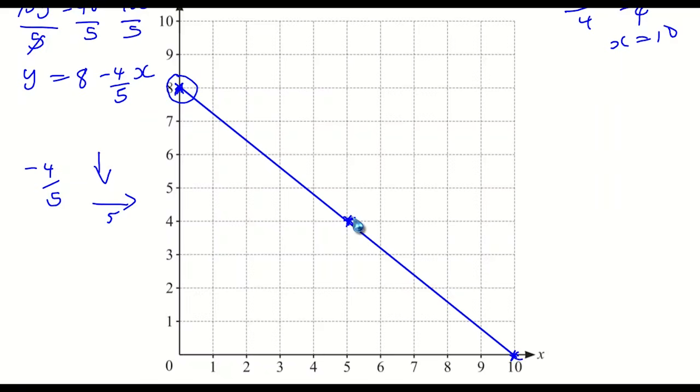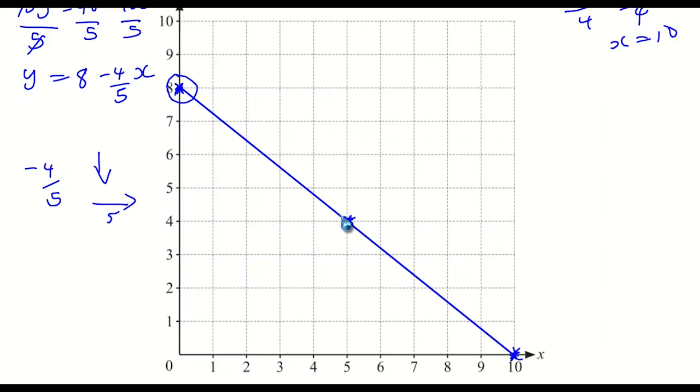So let's fall 4 times again. 1, 2, 3, 4. Then you move 5 times. 1, 2, 3, 4, 5. Then you connect the 3 points together, and you still have the same straight line.